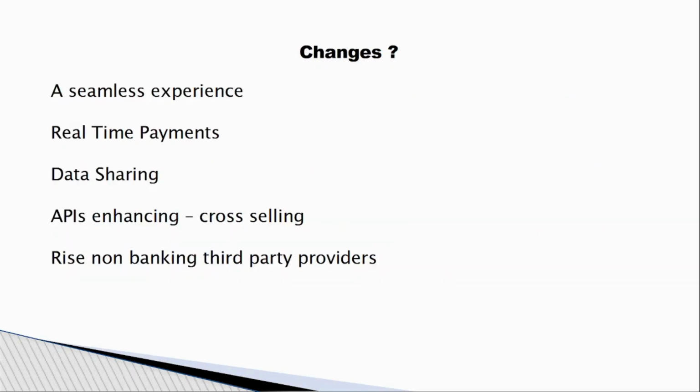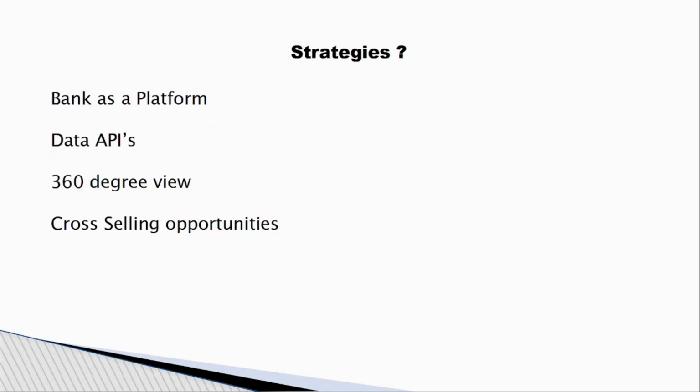What are the changes? A seamless experience, real-time payments, data sharing, APIs enhancing, and cross-selling, because you have access to different banks' customer data, you can cross-sell your products. If your product has a unique feature, you can sell it to any bank's customer. So non-banking third party providers will increase. Now there are PhonePe, Google Pay, Cred, BHIM, different service providers, and tomorrow more service providers will come to the market to serve customers.